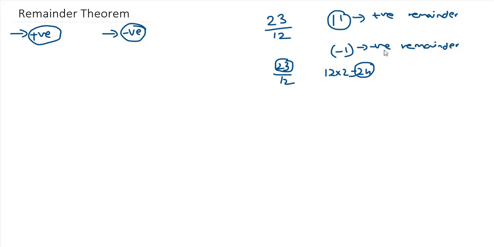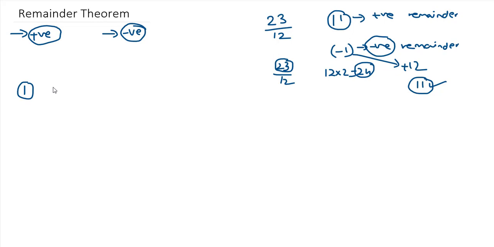But remainder can never be negative. So to make it positive, what we will do is we will add the divisor to it. So the divisor in this case is 12. So add 12 to it. We will get the remainder, which is 11. So remainder is always expressed in positive term. But negative remainder will help you in calculations. Let us see how.